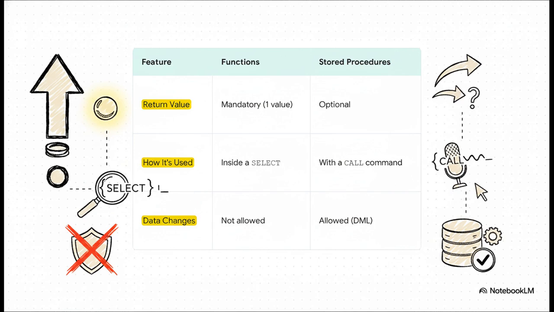Functions must return a single value, and you use them right inside a select statement. Procedures, on the other hand, can return values, but they don't have to, and you execute them with a call command. And here's the biggest difference of all. Functions are basically read-only, whereas procedures are allowed to use DML, data manipulation language, to insert, update, or delete data.